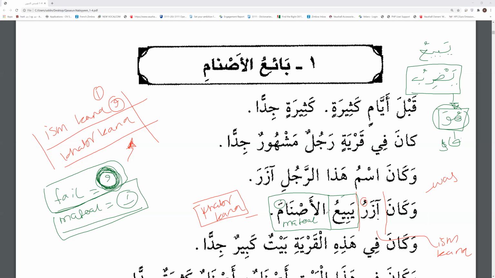Selling idols. So translate the fa'il as well. Who is selling idols? He is selling idols. That's it, yeah. So for now, just say he is selling idols. That's right. Okay, that's fine.